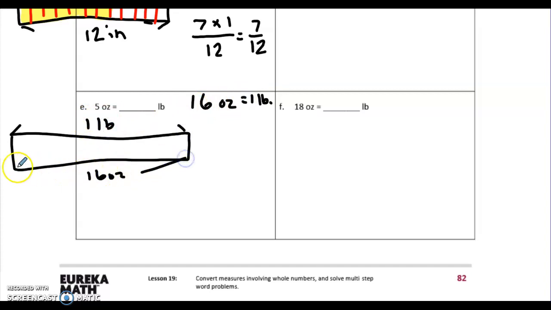So I would have to show that I have 16 ounces or 16 parts. So I'm going to have 15 lines. 1, 2, 3, 4, 5, 6, 7, 8, 9, 10, 11, 12, 13, 14, 15. Squeeze one in there. Okay? And I want 5 of those ounces.